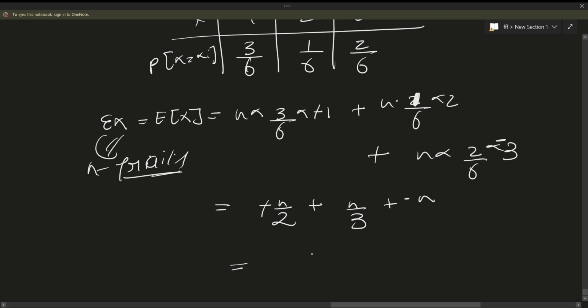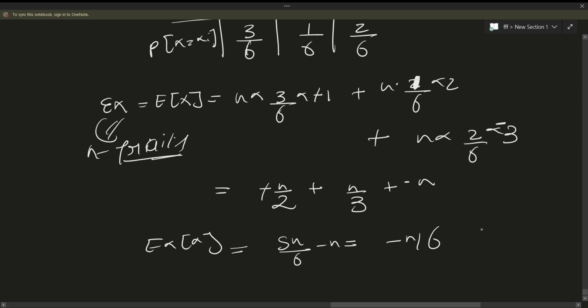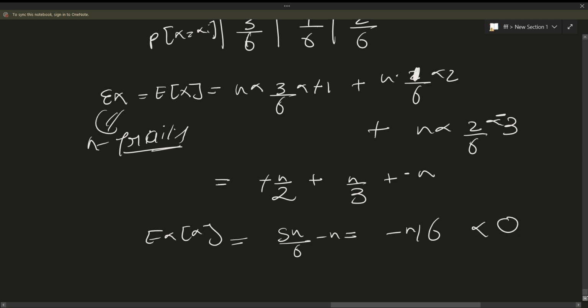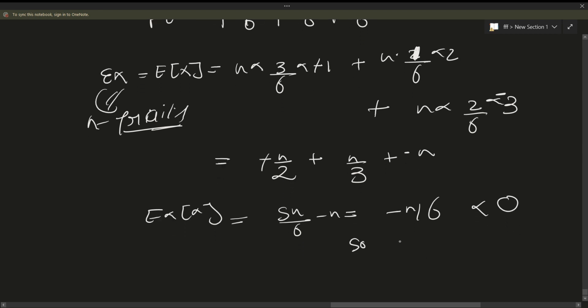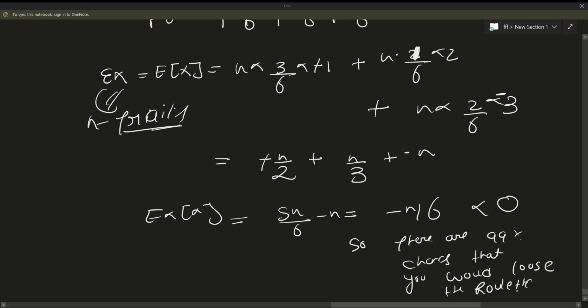So let's calculate this value. 5n by 6 minus n, that will be minus n by 6. So you are getting your expectation as minus n by 6. That means it is less than 0. So there are 99% chances that you would lose the roulette.